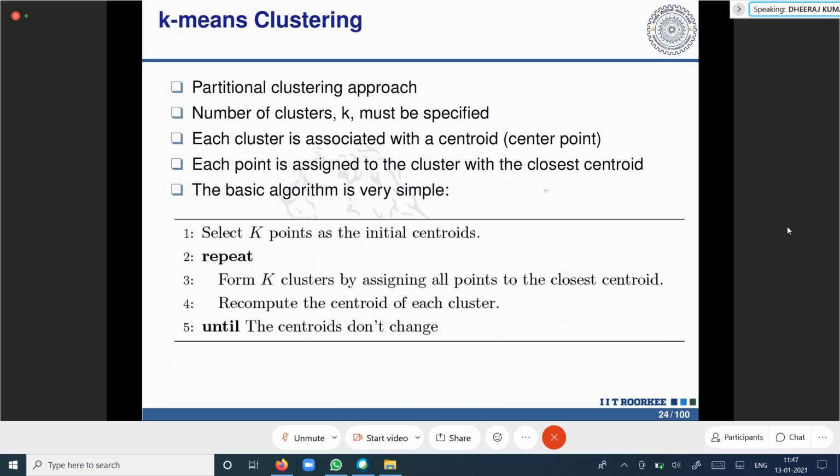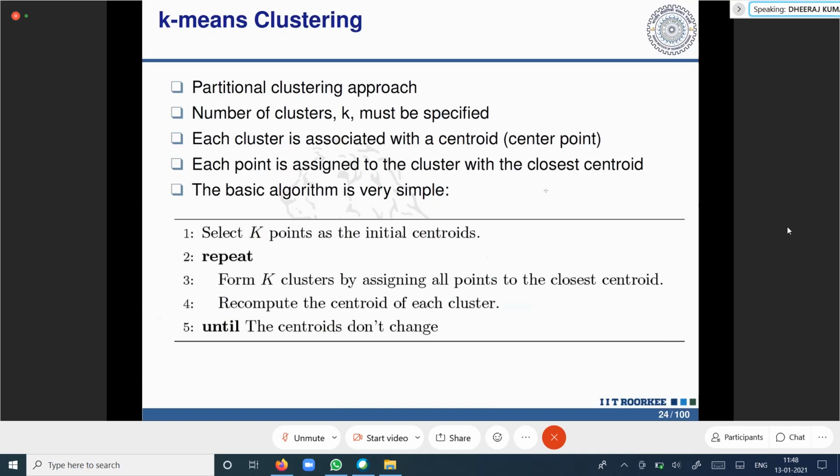Okay, so the k-means algorithm is a partitional clustering algorithm, and the number of clusters you want to find is usually written as k. K is the number of clusters, so this k must be given to the algorithm. We need to tell the algorithm, okay, in this data find 7 clusters or find 25 clusters. Each cluster is associated with a centroid. For whatever cluster is found by the k-means algorithm, there is a center point which represents each cluster, and each point is assigned to the cluster with the closest centroid.